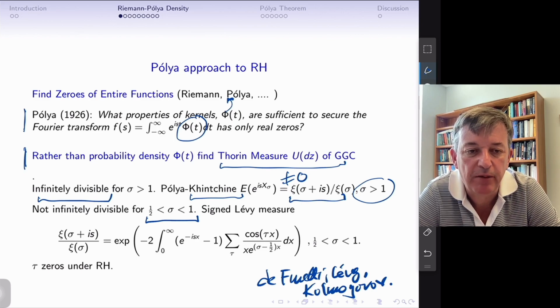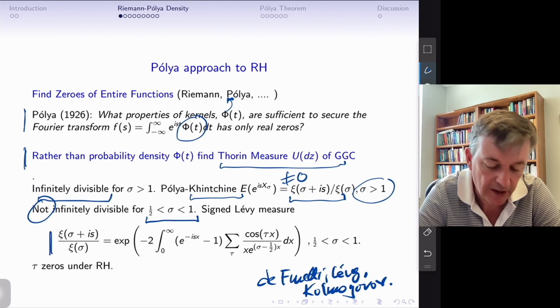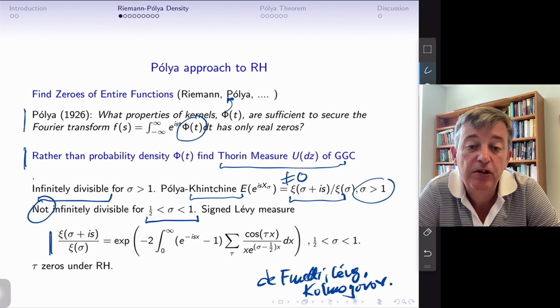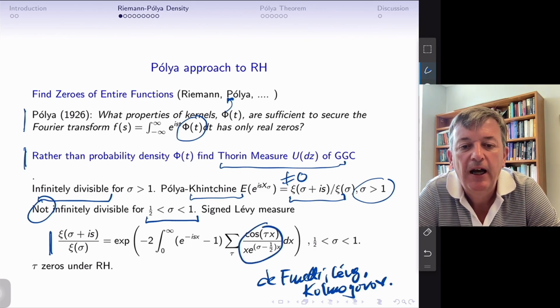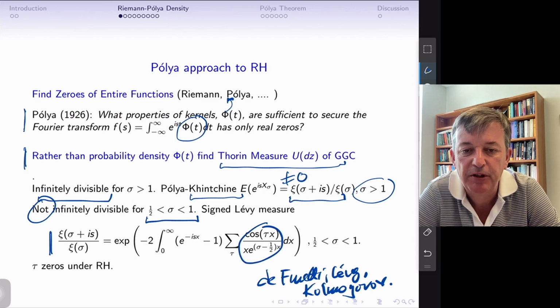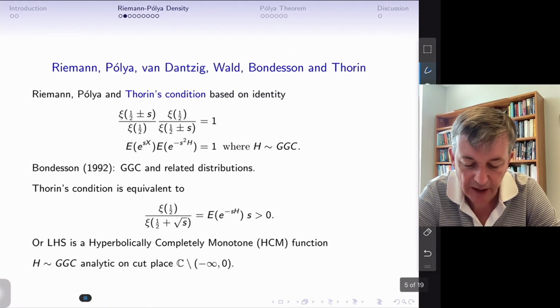When we go into that strip, it turns out that the ratio of the psi function, normalized, is actually not infinitely divisible. But it's actually quite close to infinitely divisible, and essentially the Levy measure is what's known as a signed measure because of the cosine term. Sometimes people call that pretend infinitely divisible. So not quite infinitely divisible, but there's a Levy-looking formula for it. Okay, so that's what makes it a lot harder than the case sigma bigger than 1.